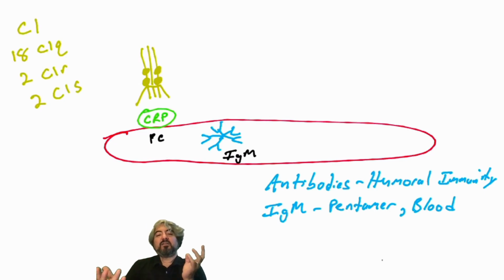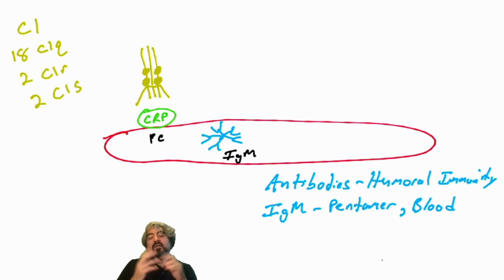IgM is typically found in the bloodstream. It's a very large complex, so it is unlikely to diffuse into tissues, but it can be used to recognize pathogens in the bloodstream. So if there's a pathogen in the body and B cells recognize that pathogen and produce IgM antibodies, those IgMs could bind the surface of pathogens. Now, how is that going to help complement?